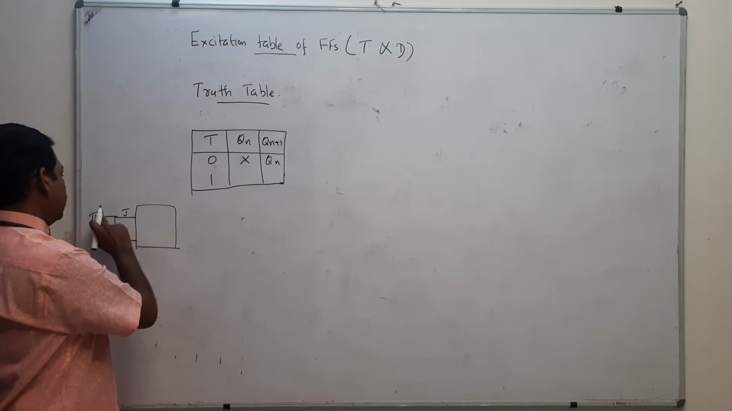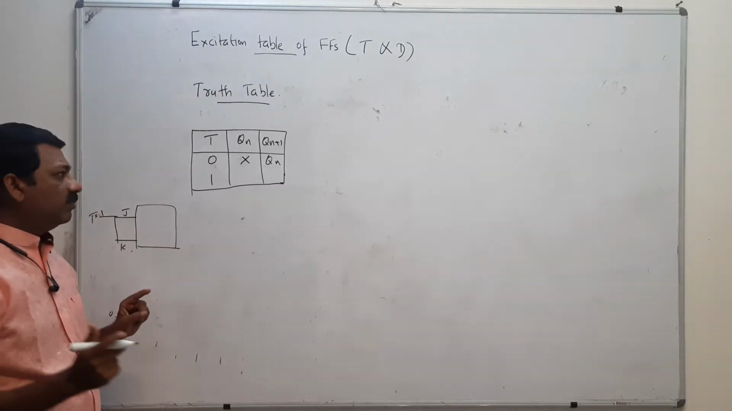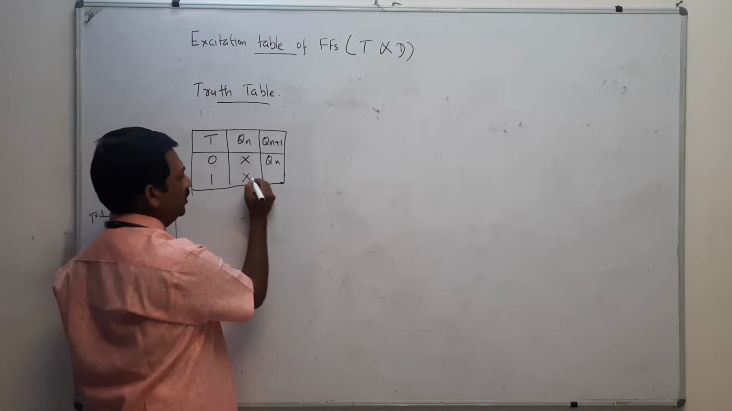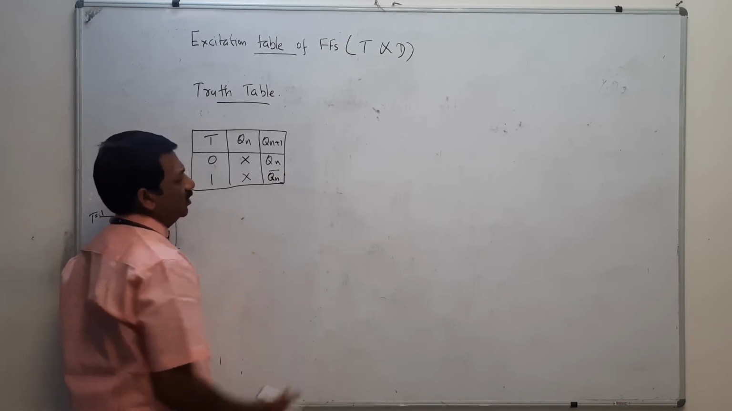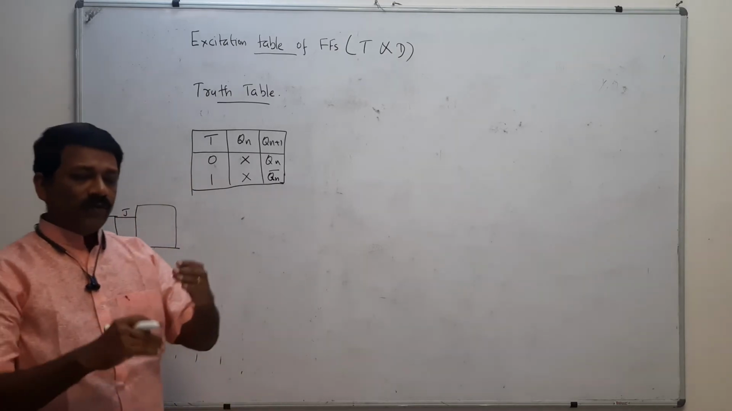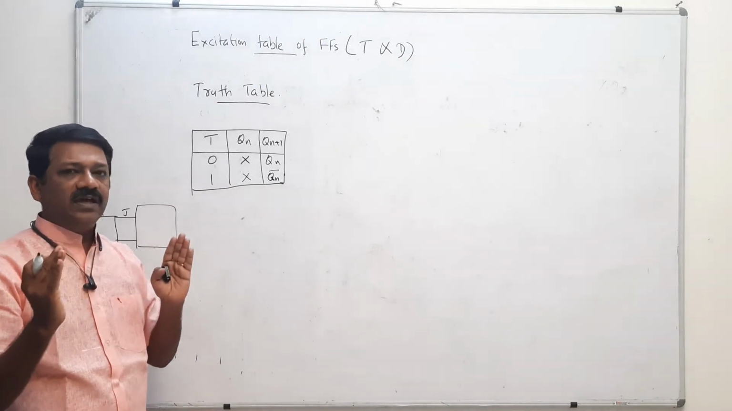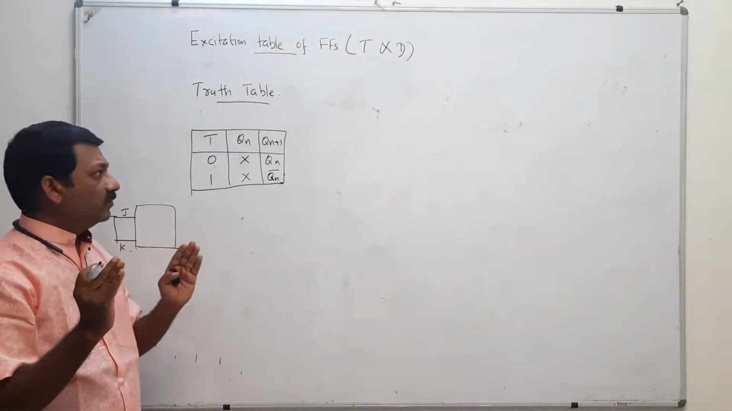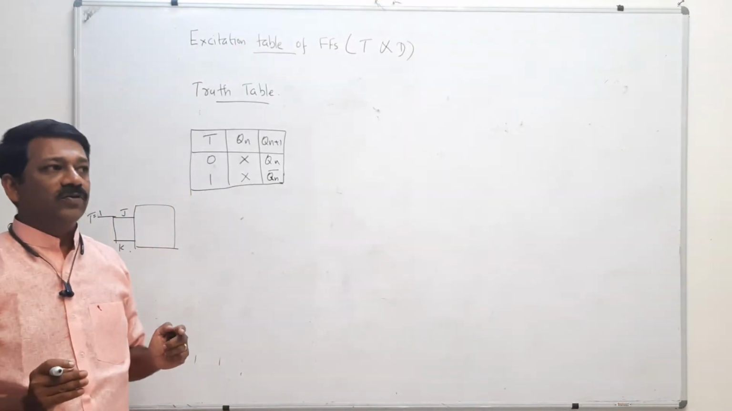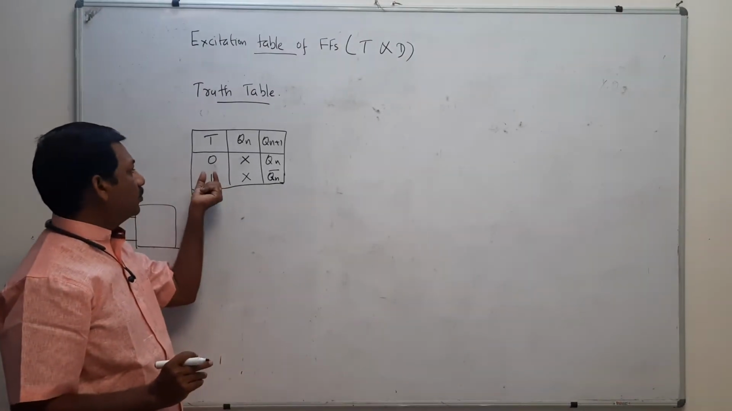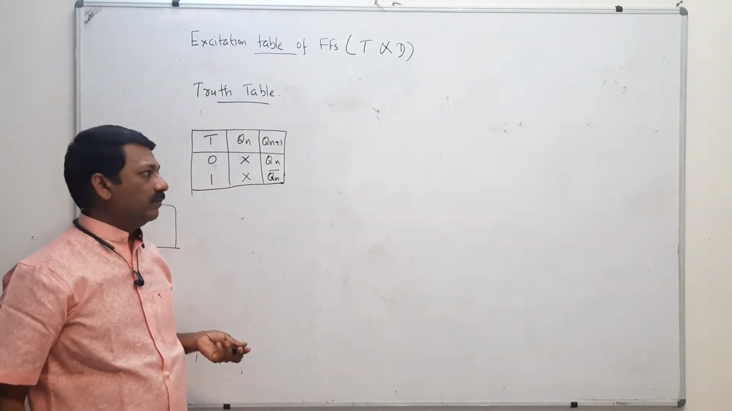And if T is equal to 1, JK is equal to 1 1, which means it is complementing the value. Qn becomes Qn bar. That means if there is no change in the memory value, or the output of the flip-flop, you have to give T equal to 0; otherwise, you have to give T equal to 1.